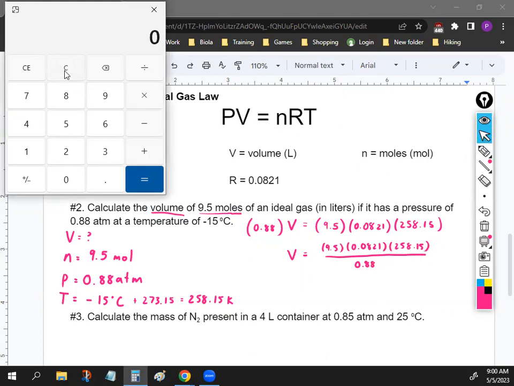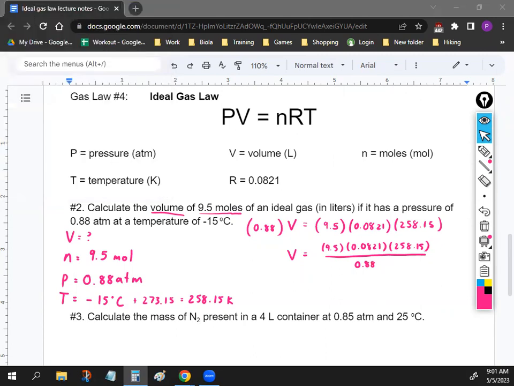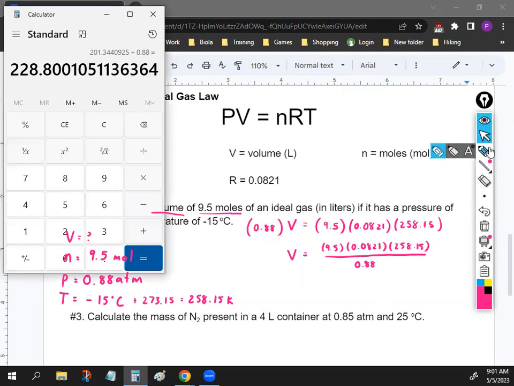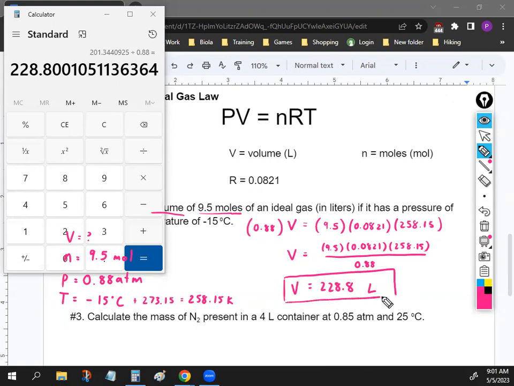But let's see if you guys got it. We're going to plug into the calculator. So 9.5 times 0.0821 times 258.15. And then we're going to divide that all by 0.88. Okay. And then we get a final answer of 228.8. So our volume will be 228.8. Okay. And if you take a look at the volume, it has to be in liters for the ideal gas law. So it's going to be in liters. And that's it.